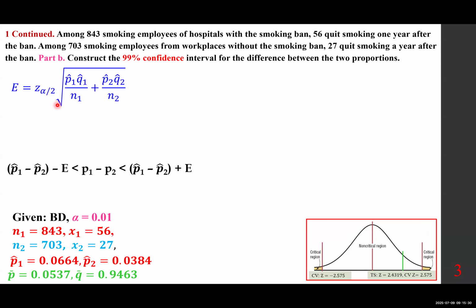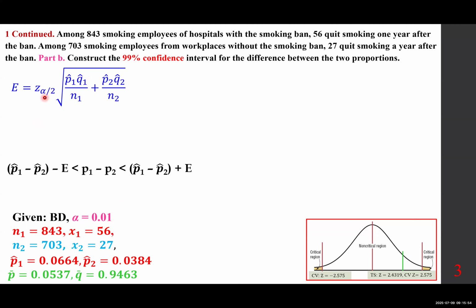Z alpha over 2 squared of P1 hat Q1 hat over N1 plus P2 hat Q2 hat over N2. And I hope you remember for one sample, or you can look at the formula sheet, it was Z alpha over 2 squared of P hat Q hat over N. So it's similar to that. So we have all the information here. We are going to plug in.